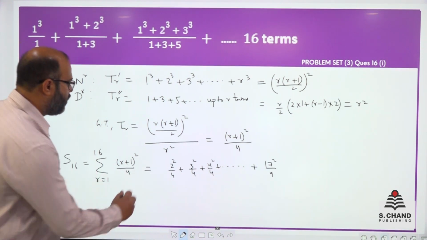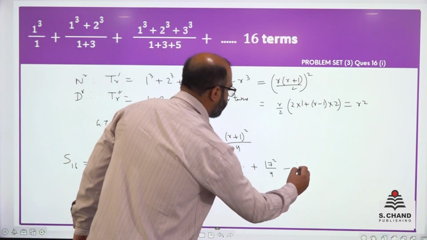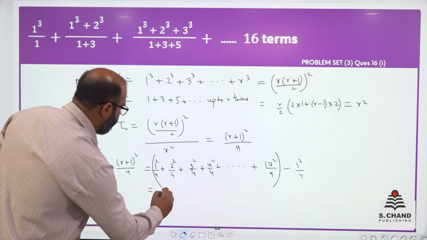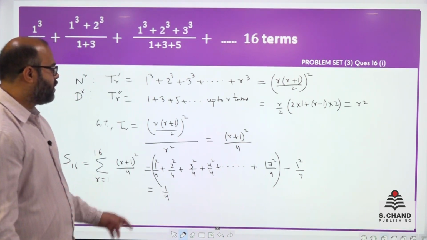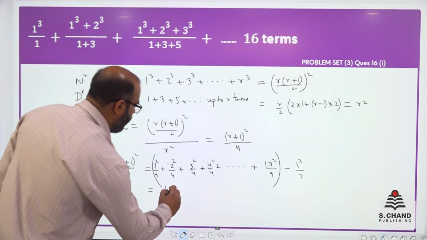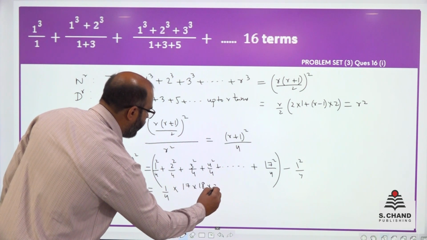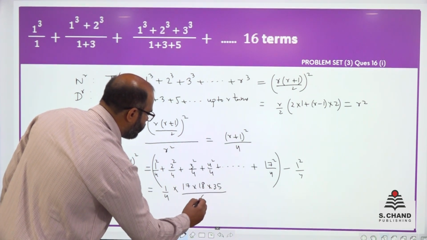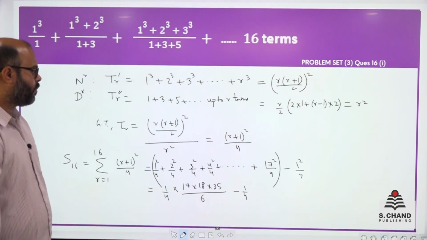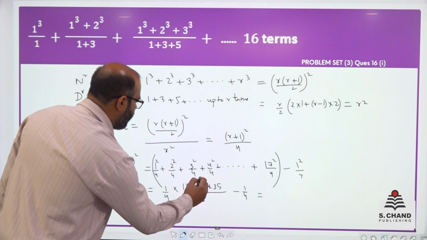So let us add 1 square by 4 here and subtract 1 square by 4 here. Now this is forming a series, and 1 by 4 can be taken common. Then this is the sum of squares of the natural numbers till 17. So n into n plus 1 into 2n plus 1 upon 6, and minus 1 by 4 at the end. So this will become equal to 6, 3, 18.